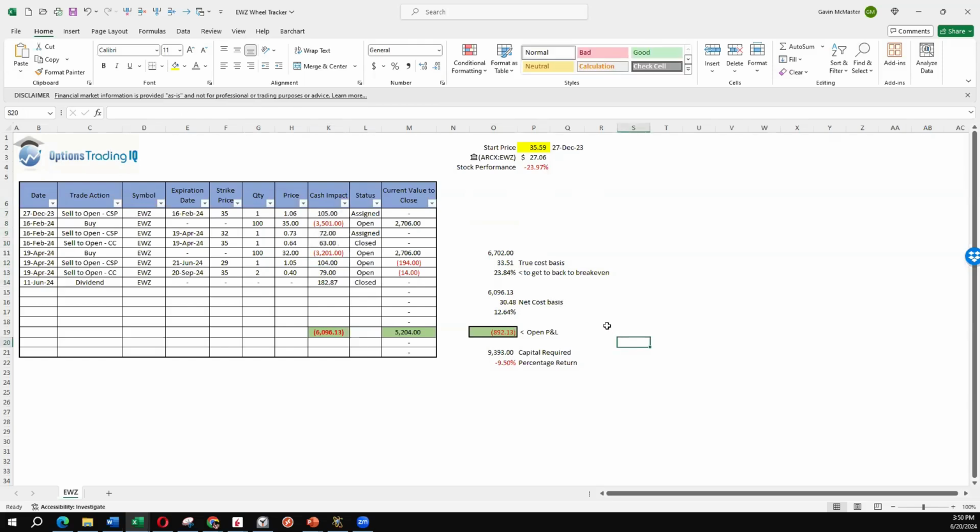So trade's not working so far. I wanted to show a good example and a bad example. I'm confident that this one will bounce back eventually. And if we can get back up to 30 to 33 and ideally 35, we're going to be looking just fine on this one.